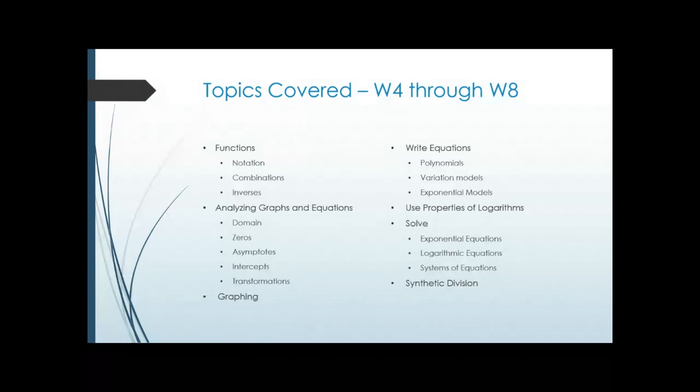Then you have 5 questions on graphs and equations, finding domain, finding the zeros, finding the asymptotes, finding the intercepts, and then figuring out the transformations. There is a graphing problem, so you can use Desmos.com for that, and analyzing graphs, so that would help you out.